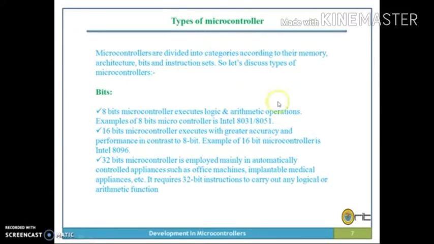Then types of microcontroller. Microcontrollers are divided into categories according to their memory, architecture, bits and instruction sets. So let's discuss the types of microcontrollers.